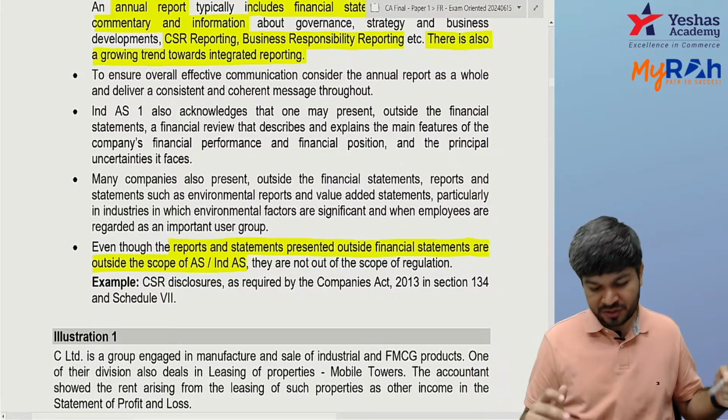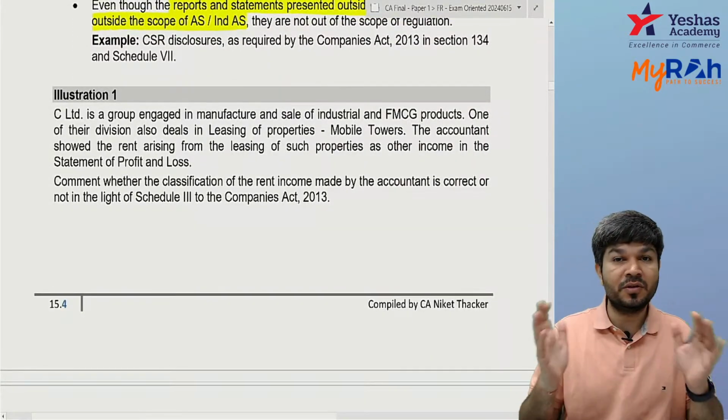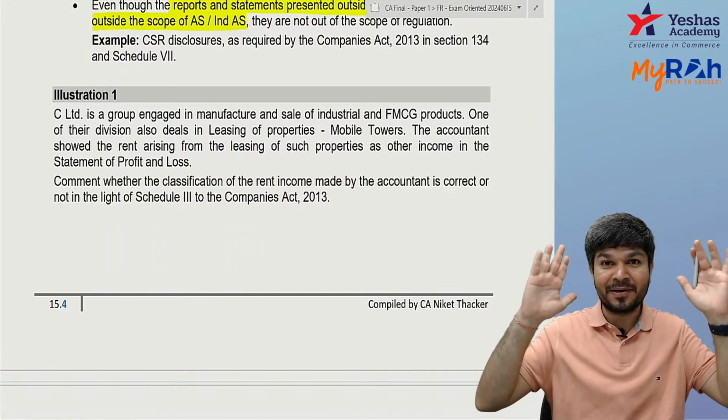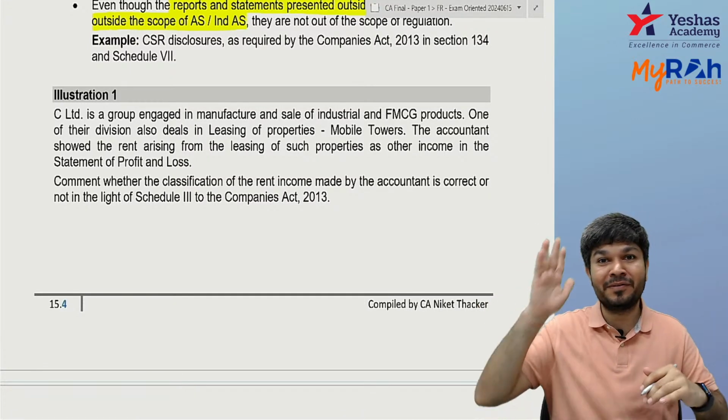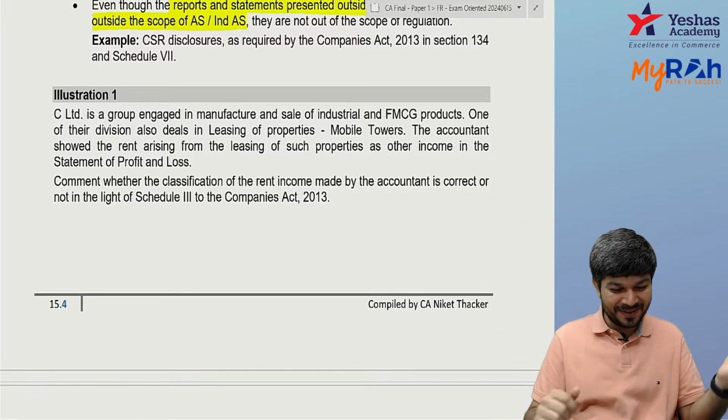Now going to the questions. I told you this chapter is nothing but a mixture of Schedule 3 plus all your Ind AS together. So now we'll have a revision of Schedule 3 and a revision of all Ind AS together. Let's begin. Chalo, question number 1.